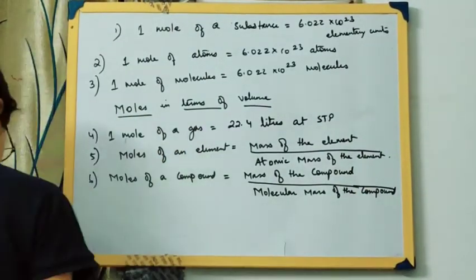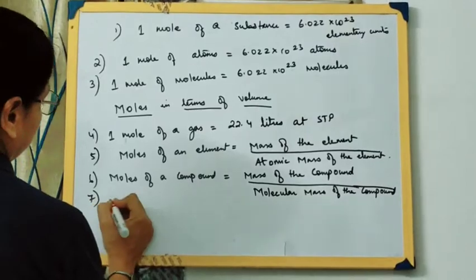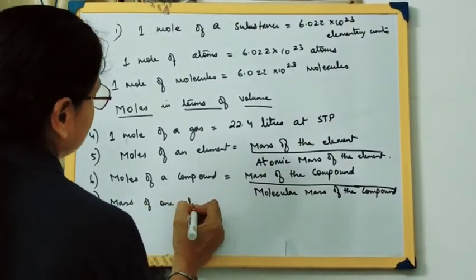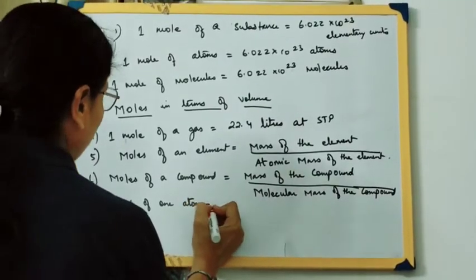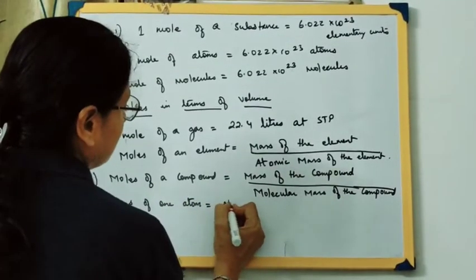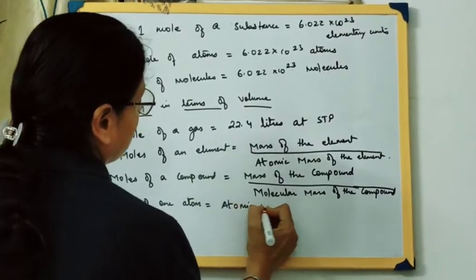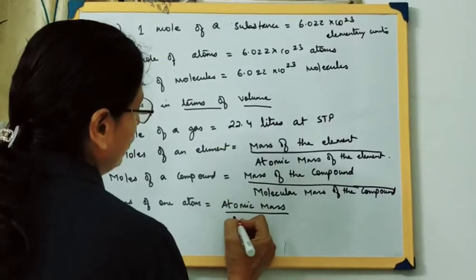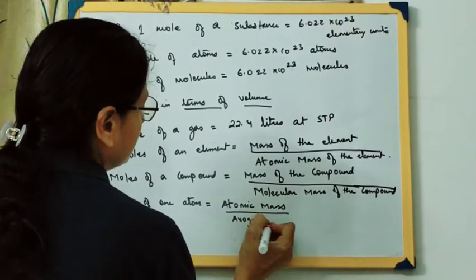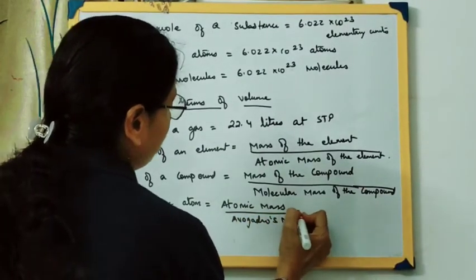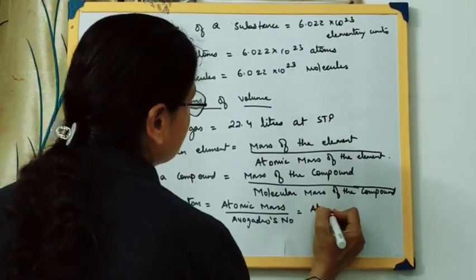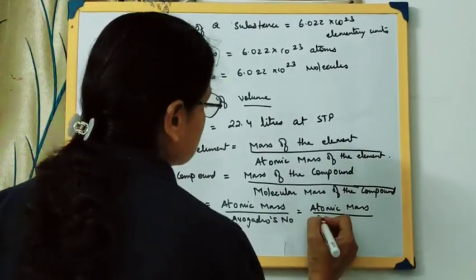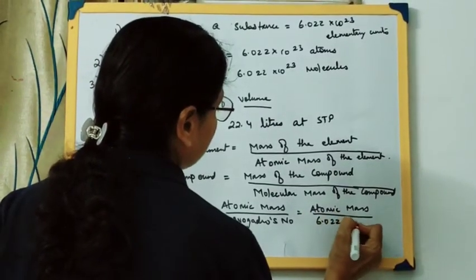Clear? Then mass of one atom will be equal to atomic mass upon Avogadro's number. You can write down over here Avogadro's number. Now how much is that? So you can write down atomic mass upon Avogadro's number, which is 6.022 into 10 to the power 23.